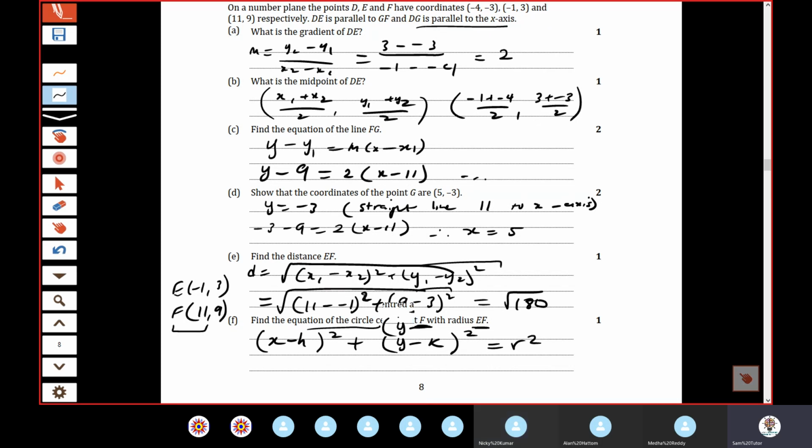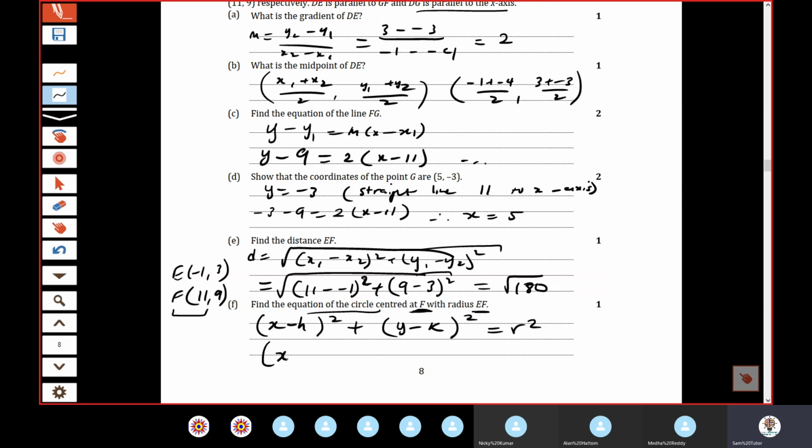Find the equation of the circle. So the equation should be x minus 11, y minus 9 equals root 81 squared, which is just 180. So yeah, just be careful there. I think that was you, Alan. He said plus. You'll lose a mark. So just be careful, it's minus. All right, all good.